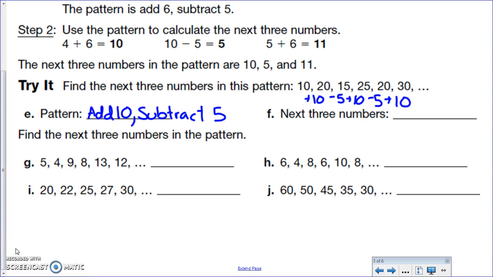So we're going to use that to help us find the next three numbers. So we finished with plus 10, so we need to start with subtract 5 as the next step in our pattern. So 30 minus 5 is 25. 25 plus 10 is 35. And 35 minus 5 is 30.